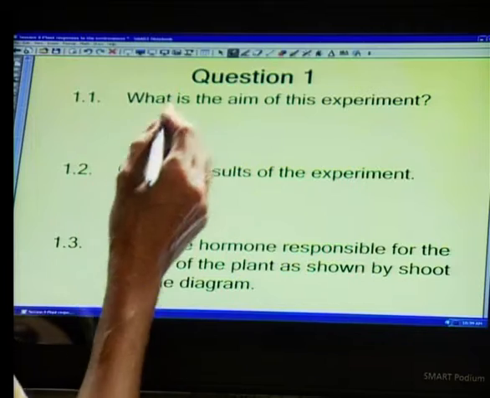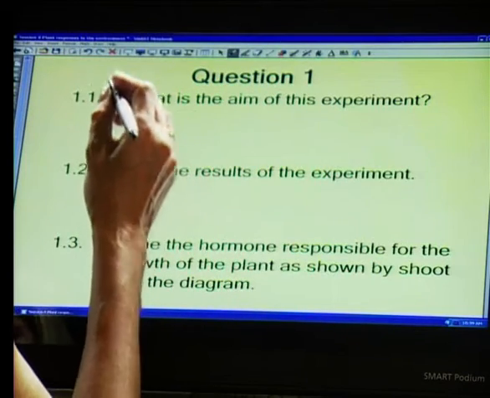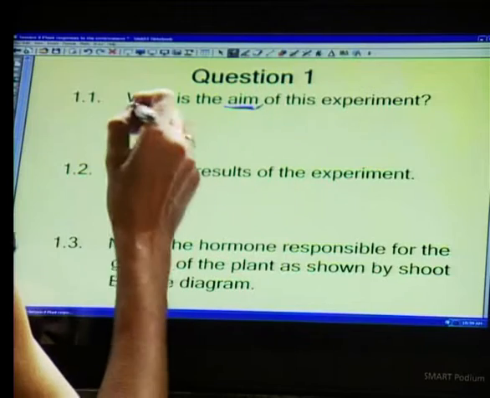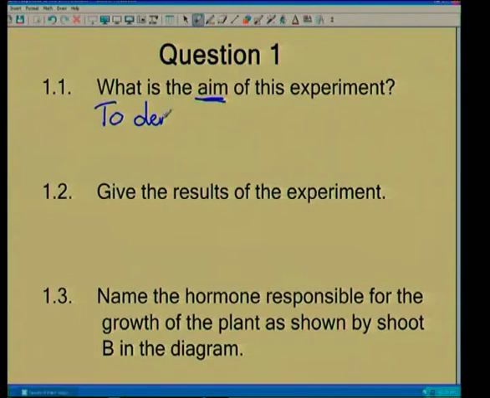Question one: what is the aim of this experiment? Now remember, what are we doing? We are demonstrating phototropism, but specifically, what are we demonstrating? The aim of this experiment is always to demonstrate apical dominance. In other words, that tip.